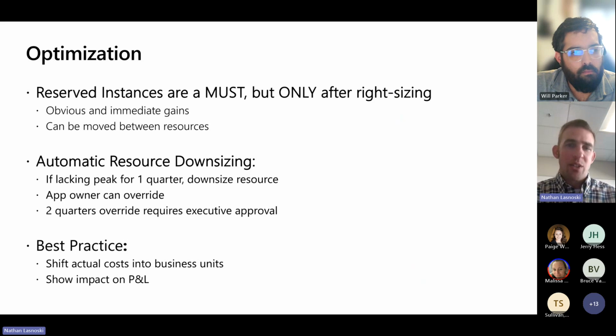Right? So if it's just sitting in IT, it's always difficult to get the business to care about that cost. If you start to shift that across the organization, it becomes a very real and practical part of what it means to be optimized. So that's something that you want to talk about as well.